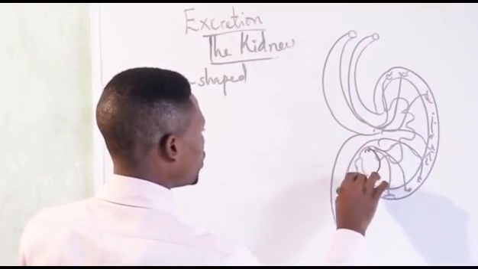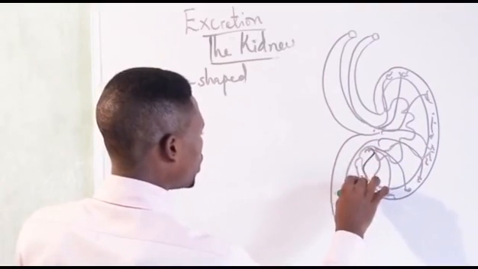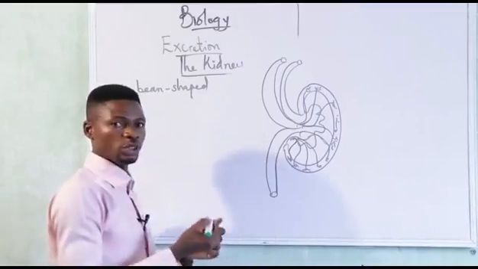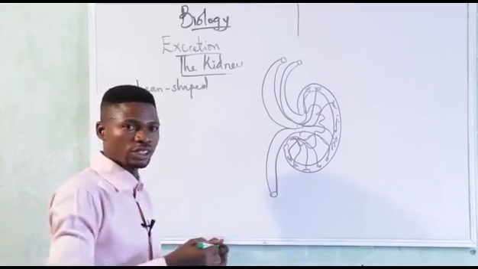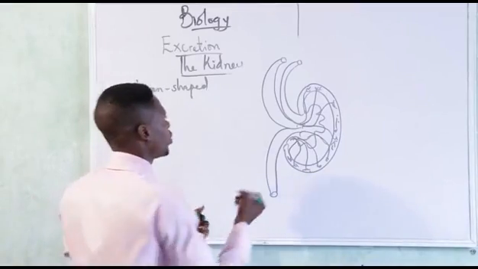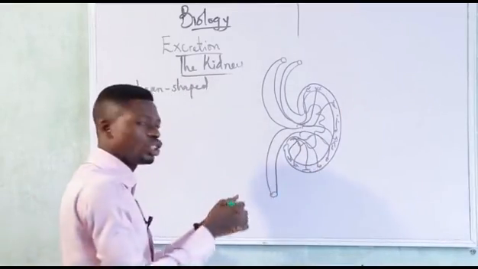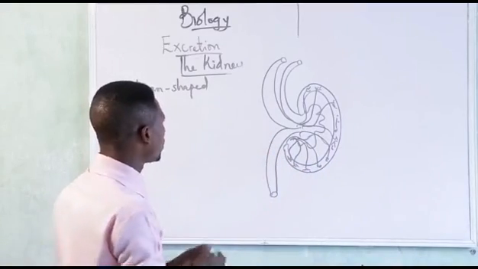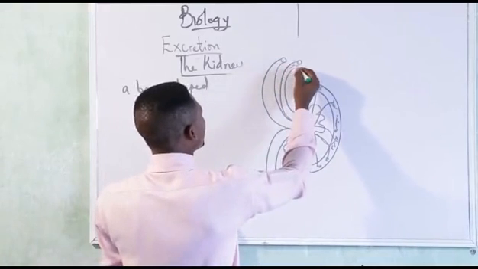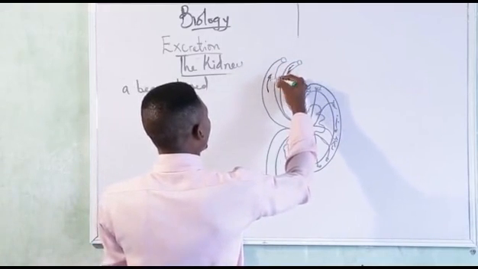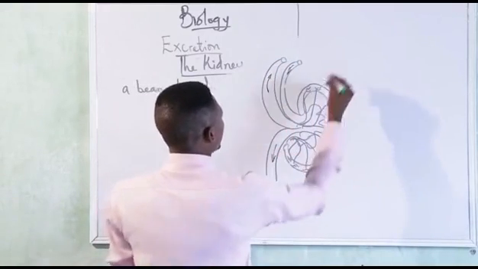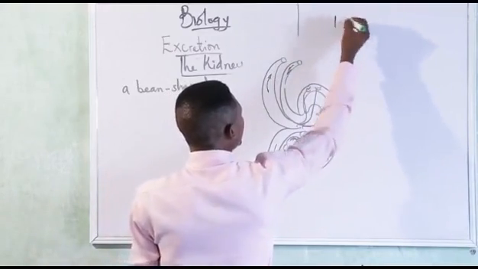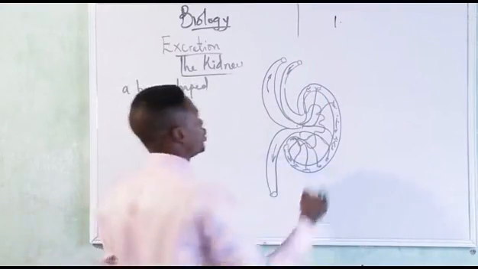You will say, what is this? What is projecting in? Definitely we are going to show you and tell you what these things mean and what they are. Now, this is a bean-shaped structure, a sketch of your kidney. And in this kidney, you have three main parts.